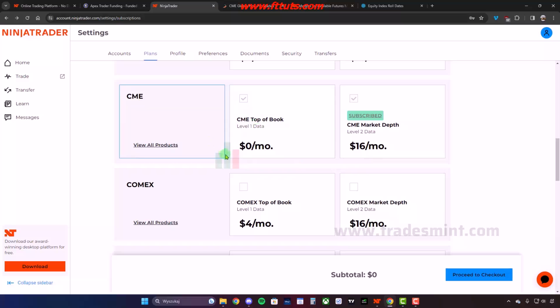So if you want to pay not a lot of money for data, NinjaTrader offers CQG for $4 a month. If you want to trade gold, you need to upgrade this with the COMEX group, and this is another $4. So $8 a month is the maximum amount needed to be paid to see the data.